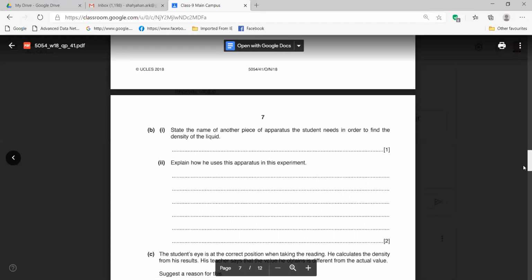So which instrument do you need to measure the mass? Sir, I forgot the name, sir. Sir, the one you use to measure your weight or something like that. I think balance. Yes, balance. Electronic balance.